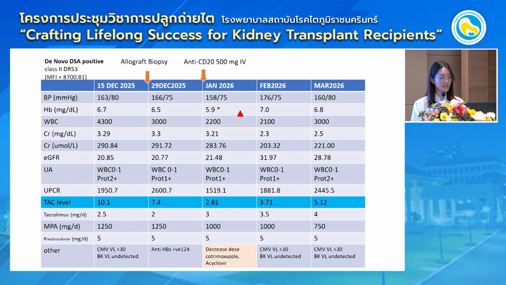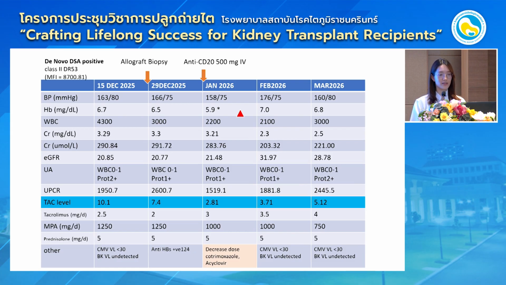So we discussed with the patient. We redid the anti-HLA antibody to see if the MFI was still high. It came out about 8,000. So we discussed with the patient and started the anti-CD20 treatment; low-dose rituximab was given to the patient after discussion.